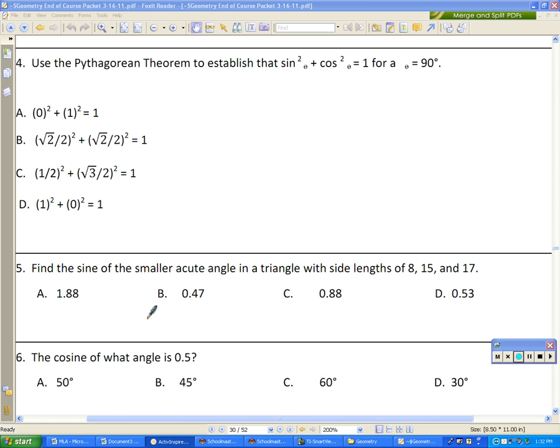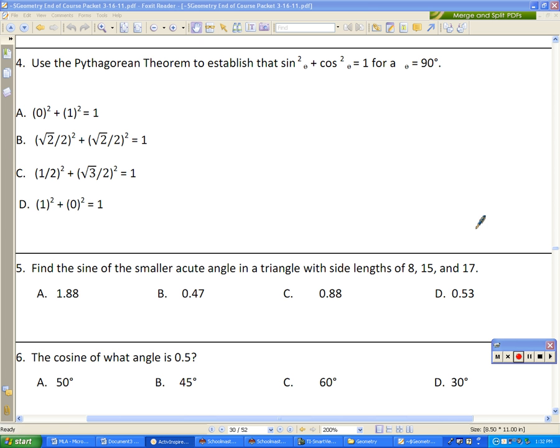Okay, then for number 6, it says the cosine of what angle is 0.5. Now you could guess and check this if you wanted to. Or you could make a little drawing here like this and say if this is 45 and this is 45, not to scale, what would the sides be? These sides would be the same, right? So I would go 1, 1, and then 1 squared plus 1 squared would be 2. Take the square root, which would be square root of 2. So cosine is adjacent over hypotenuse is 1 divided by the square root of 2.